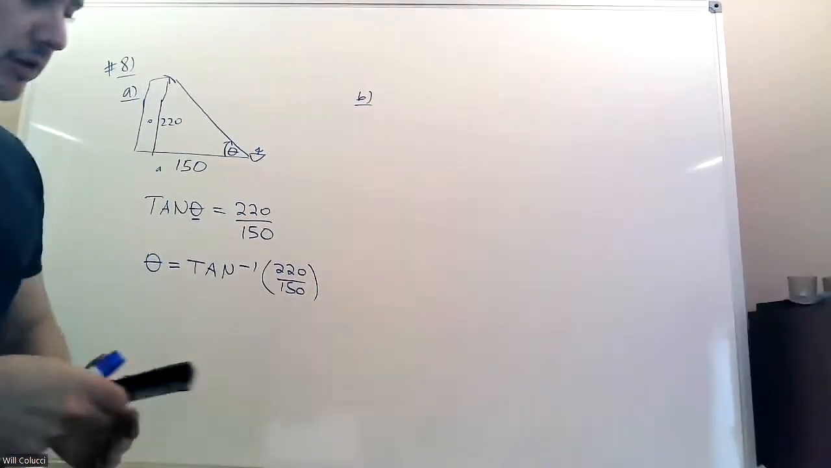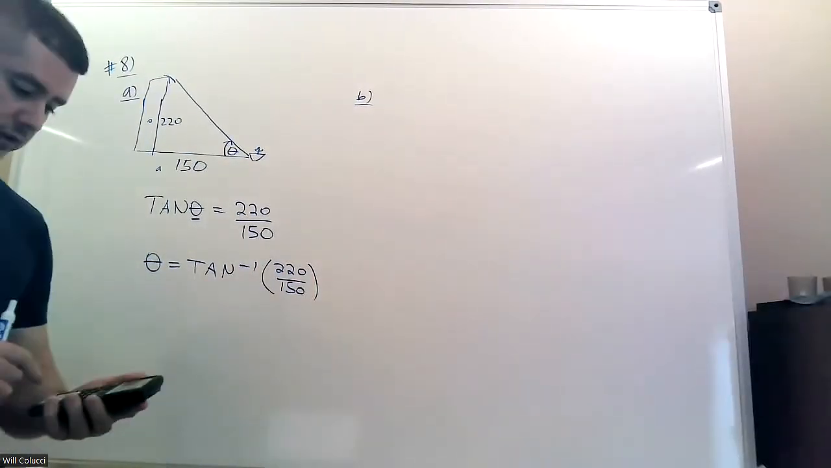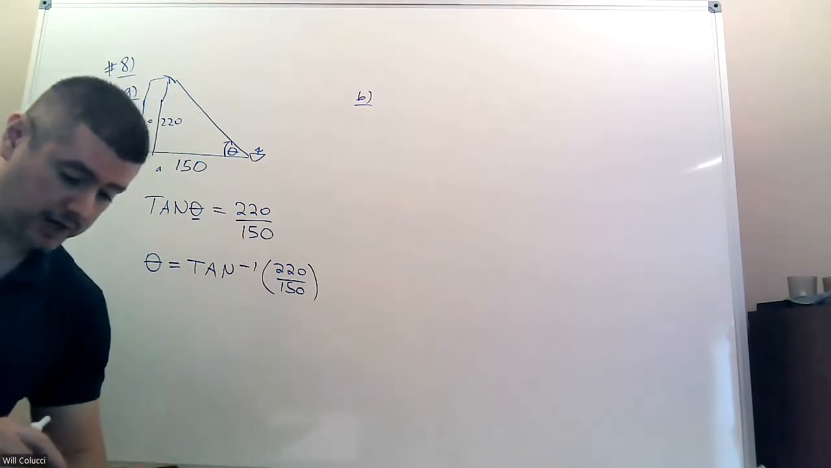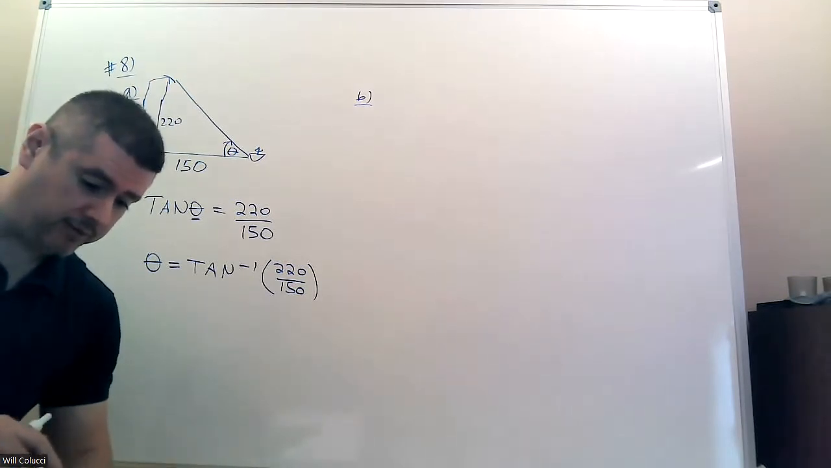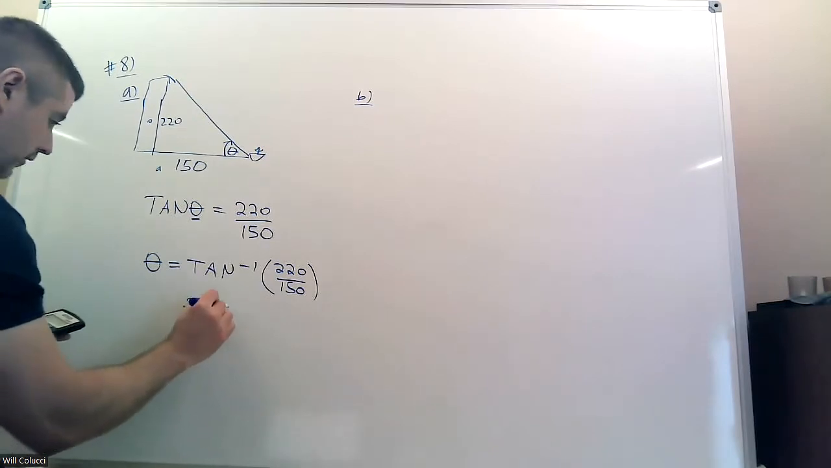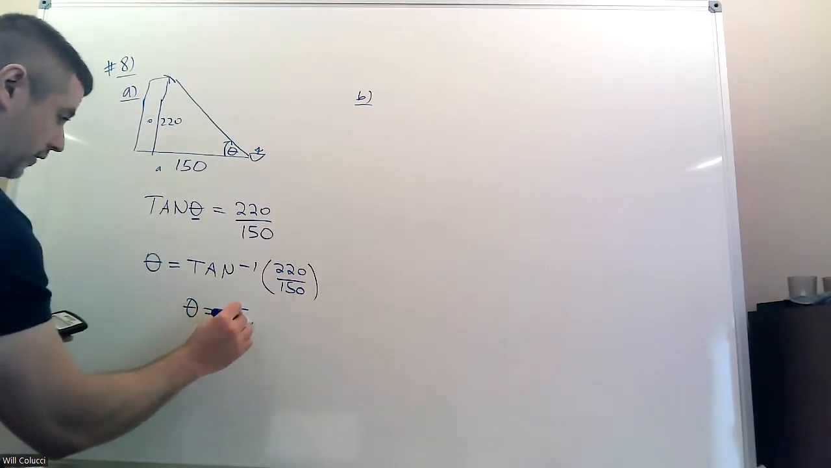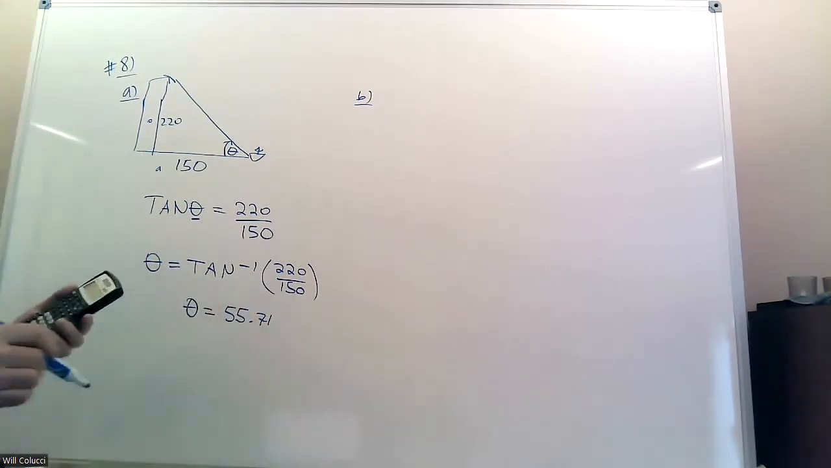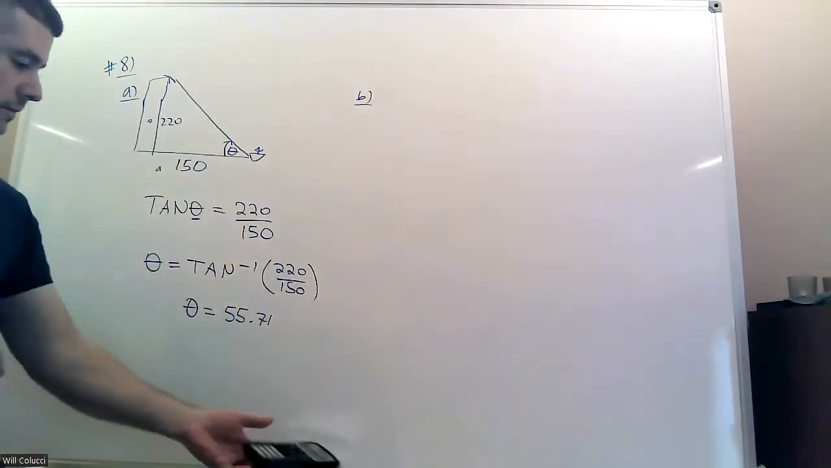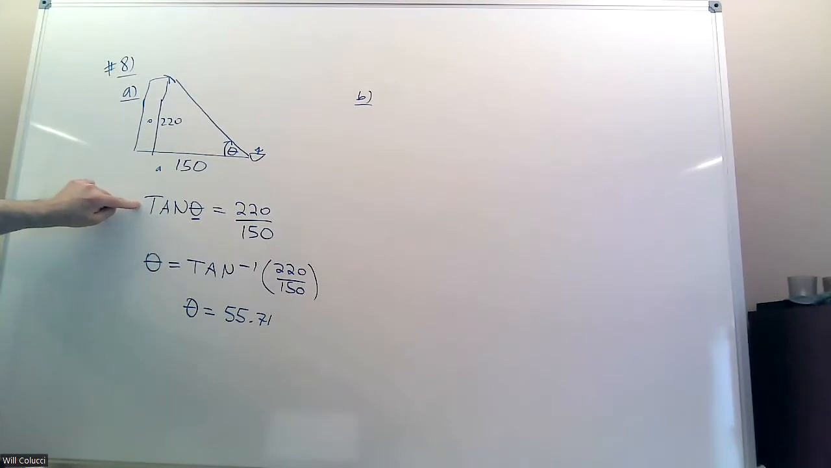Now I have to do it on the calculator because I don't know what this is. So I do inverse tan: I hit second tan, and I do 220 divided by 150. That's all I can do. So I know that theta equals 55.0.71. If you want to see, it comes out blurry. Clear it out. So again, I need the equation using the trig ratio.